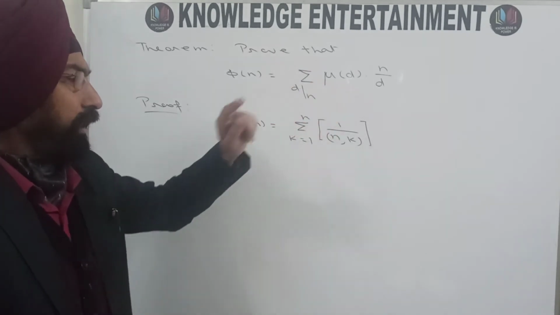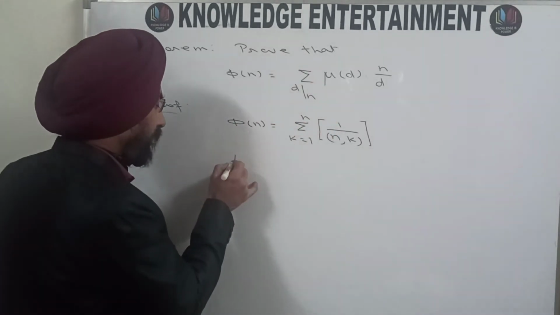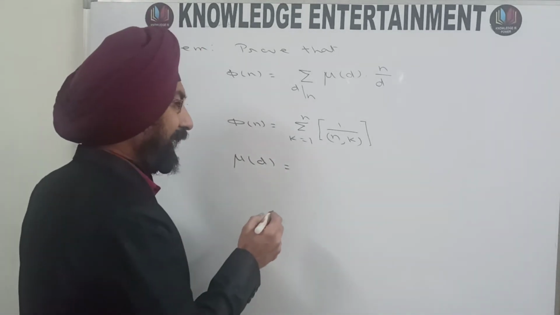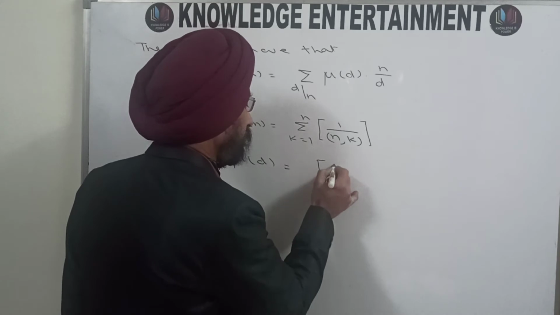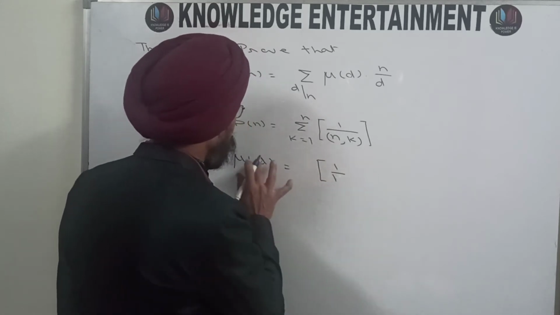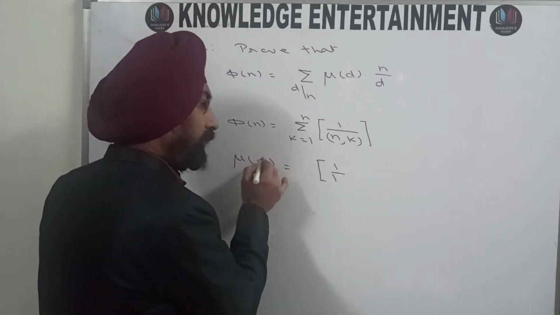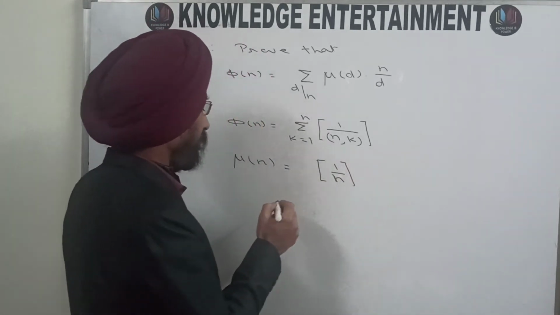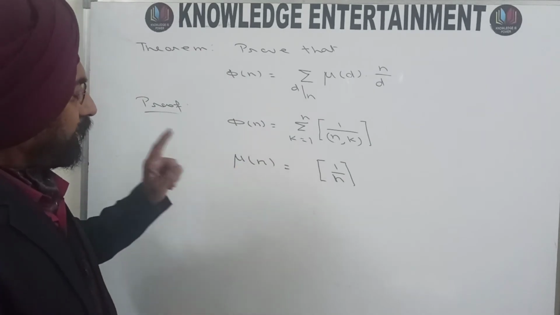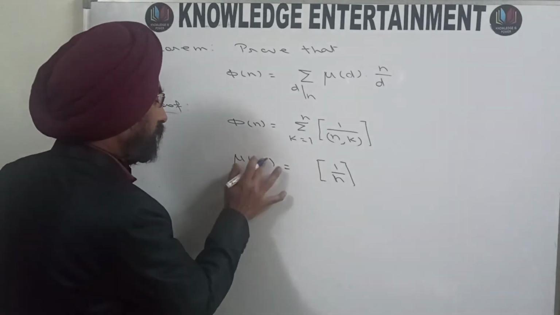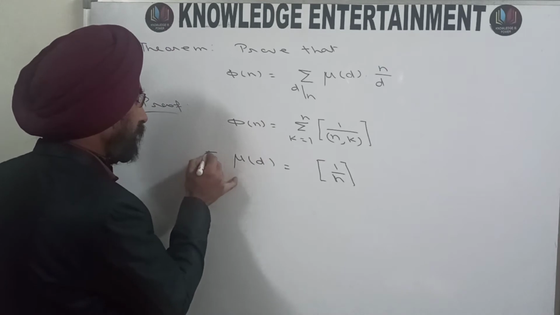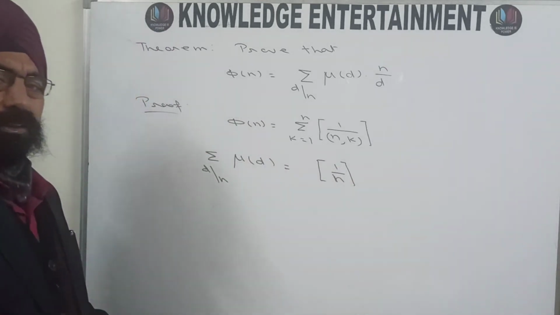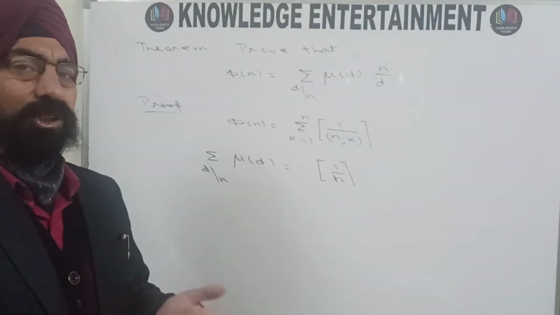The second function is mu. Note that sigma mu d, with d dividing n, can be written as the greatest integer function of 1 upon n. This is equal to this. Why? Once again, the question is why.